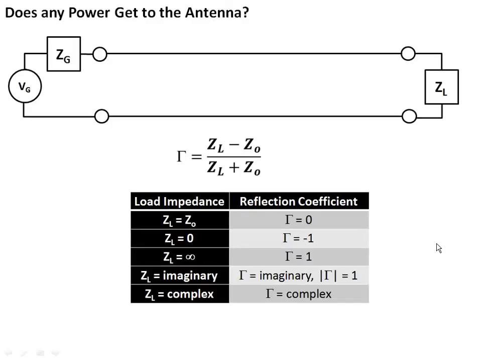The first thing you're probably asking yourself, if you remember transmission lines at all, is: does any power get to this antenna that we've made, driving this current that's going to radiate by bending our transmission line? And the reason that's a good question to ask is, remember, the reflection coefficient is given by the difference between the load and the line impedance divided by the sum of the load and line impedance.